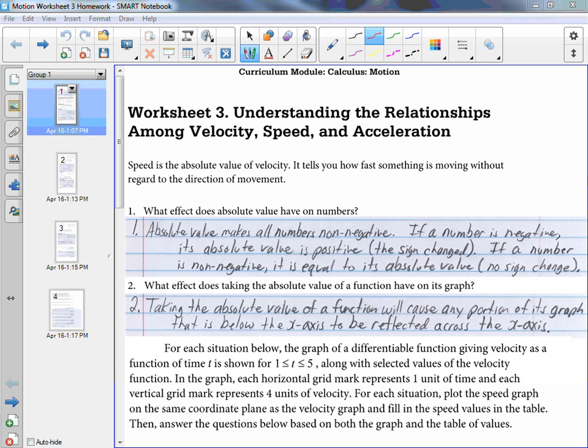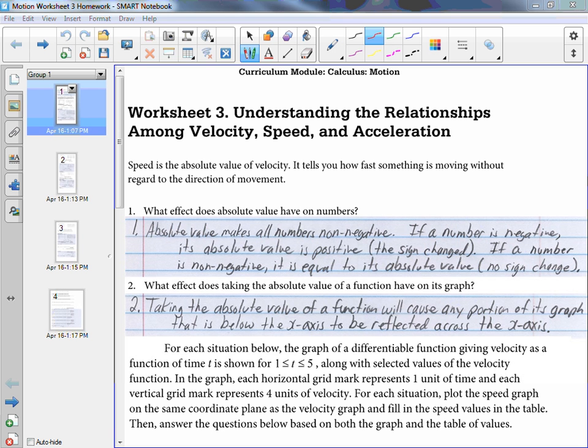If a number is negative, its absolute value is positive. The sign changed. If a number is non-negative, 0 or positive, it is equal to its absolute value. No sign change. Okay? So be careful. I mean, they're not going to ask you that on an AP test, right? But be careful and don't just say that absolute value turns everything positive or that it changes the sign, because it doesn't.